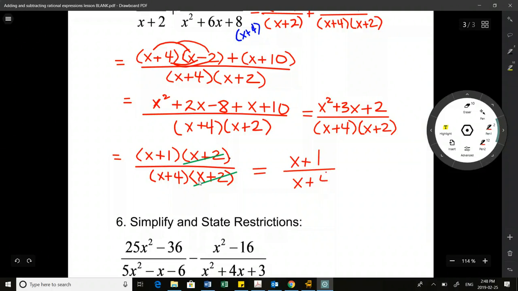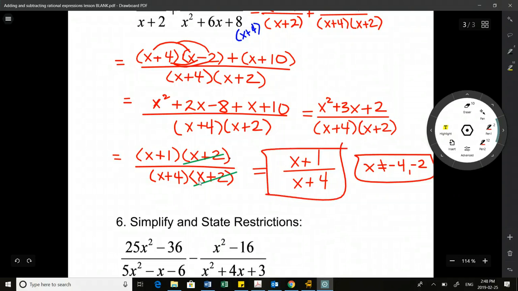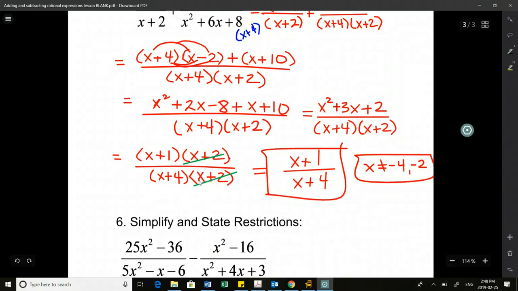So I'm actually left with x plus 1 over x plus 4. Okay, and then our restrictions from above were x could not be -4 and -2. Okay, so this is as simplified as we can get for that guy.